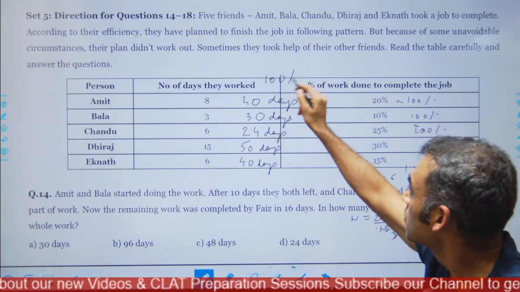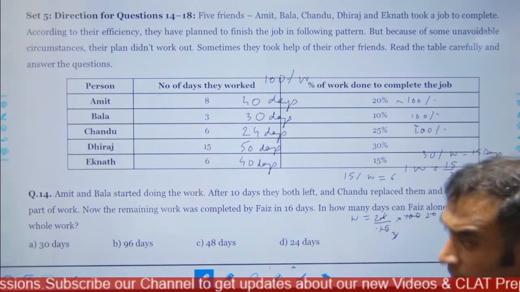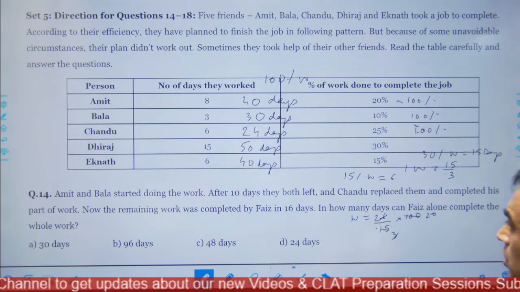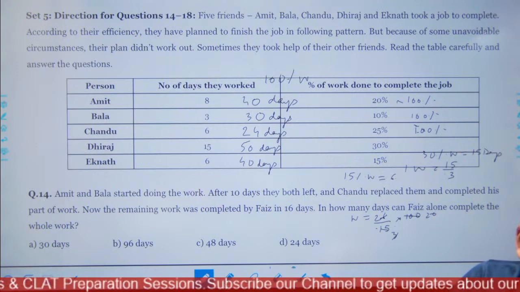This is for 100% work. इतना समझ आया? ठीक है? अब now what we do in time and work is we first take the LCM.